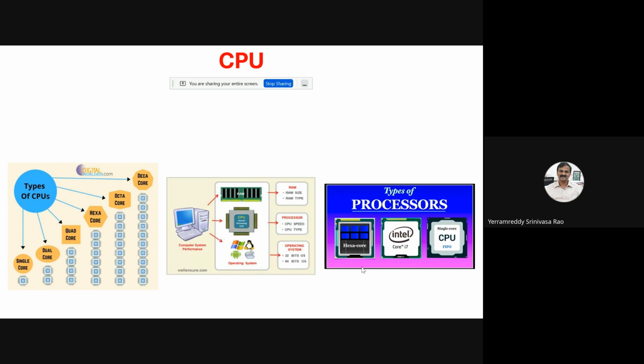Like I said, when it comes to a computer, three things are important: the CPU, the memory, and the software, the operating system. These are the programs which execute instructions on a given set of data.